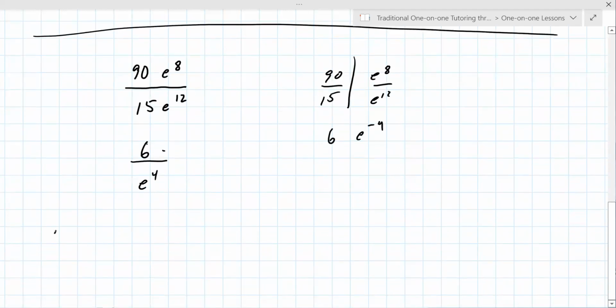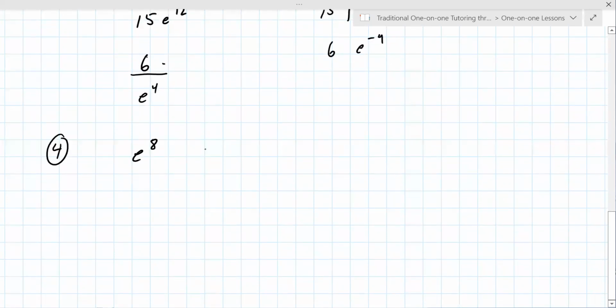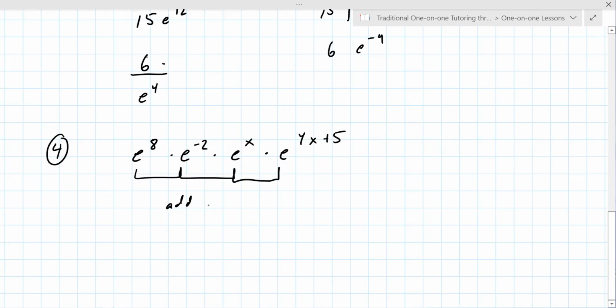So let's look at number 4 before we come back to 3. So let's say it's e to the 8th times e to the -2 times e to the x times e to the 4x plus 5. Whenever the bases are the same, you add the exponents. Now, the only thing that I feel is missing from your work in number 4 is I don't see you actually writing out the addition of these.